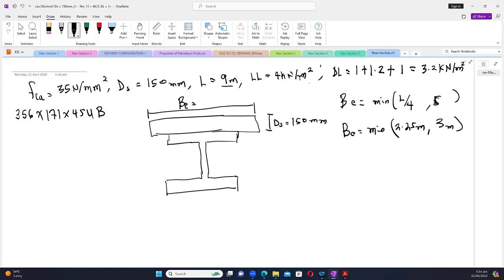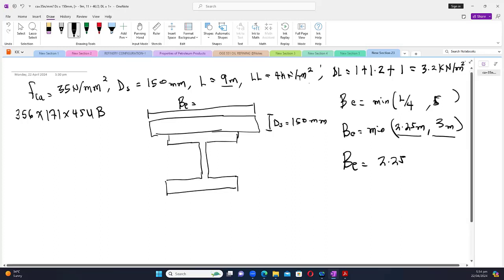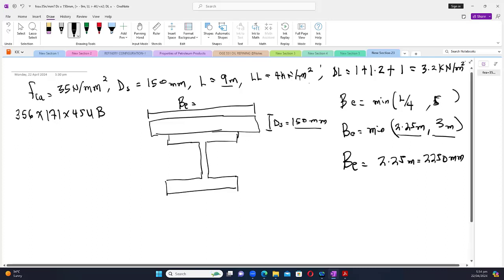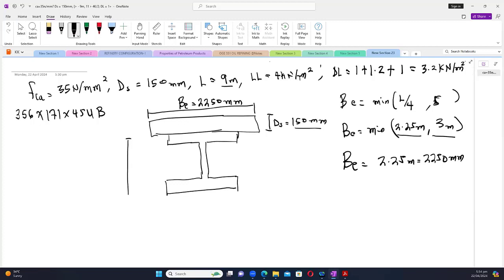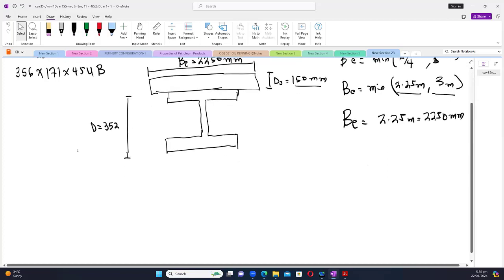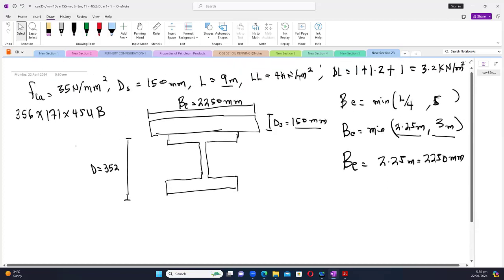So if I take the minimum between 2.25 and 3, then BE will be 2.25 meters, which is equivalent to 2250 millimeters. And I want to use millimeters because my DS here is currently in millimeters, so that we can work in consistent units. So this is 2250 millimeters. Then we're told that the depth of the slab, the depth of the steel bar, D, if I'm right, was 352. Okay? So with this, we first have to find a way of estimating the moment capacity of this section. Then when we are done, we'll check with the loads coming whether they can take it or not.